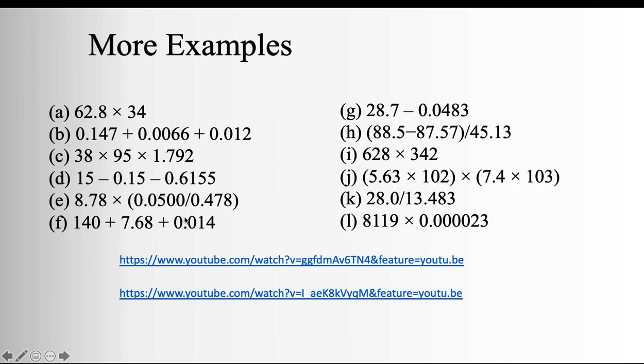There's more examples over here, and the first part goes through A through F, and the second link takes you through G through L. You have a few that are mixed. For example, here you have a subtraction and a division. So how do you deal with the rules? Here you have division and multiplication, etc., etc. So watch these videos, and if you have any questions, please ask.